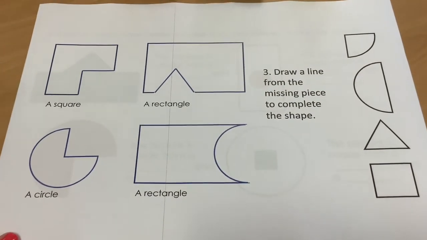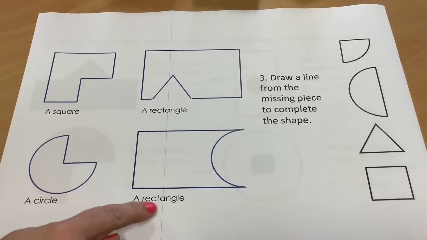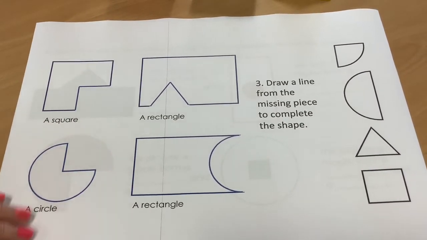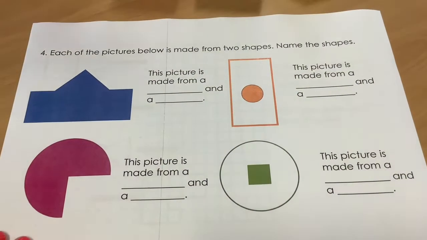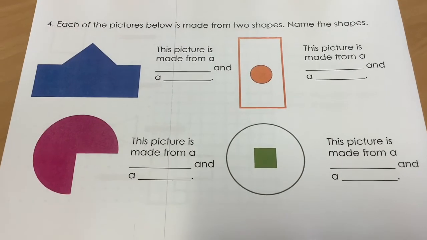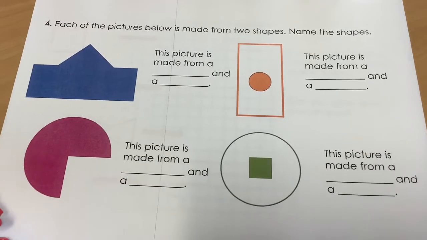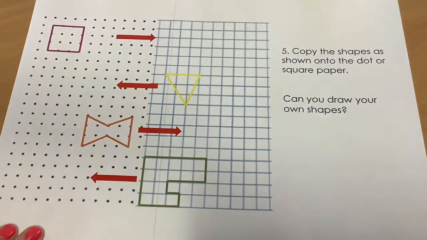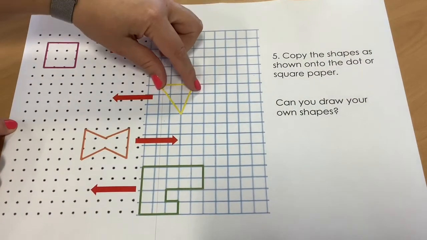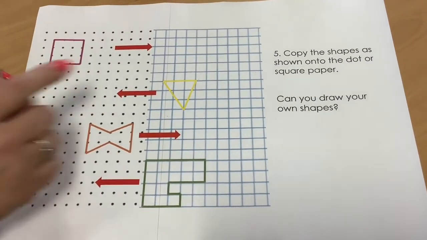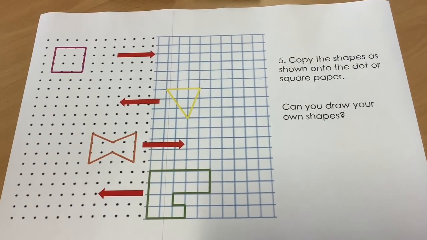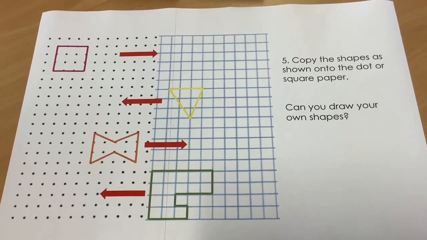Draw a line to show which shape completes this to make it a rectangle, and this to make a square and a circle. And then again, I'd like you to identify the two shapes that each of these is made from. And finally, I'd like you to transfer this shape onto square paper and this shape onto dot paper. And then if you've got any room, try to fill it up and draw your own shapes on the square and dot paper. And we'll go through that tomorrow.